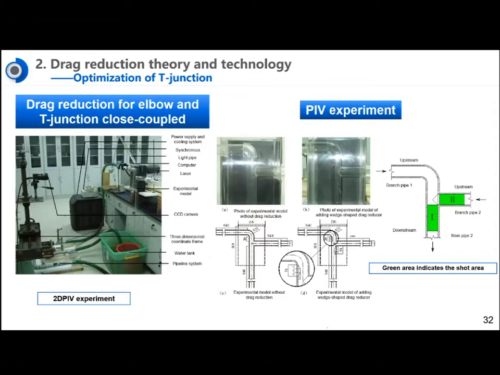We have carried out the two-dimensional PIV test. This is a two-dimensional PIV test on the drag reduction for airballs or for the T-junctions. We try to find the exact air velocity and the pressure field for the optimized T-junction or the traditional junction. These are the details of the PIV experiments.